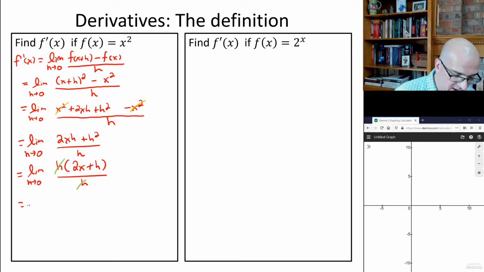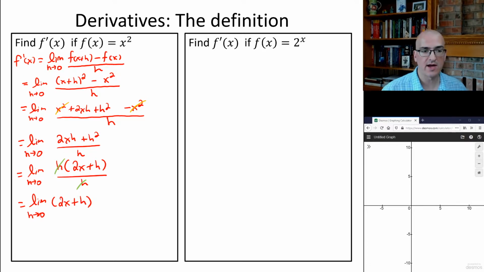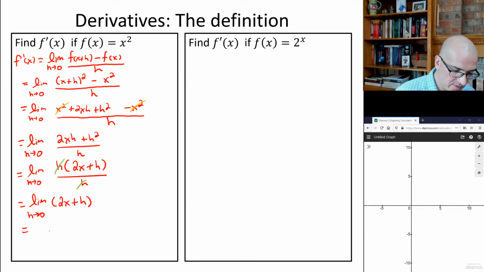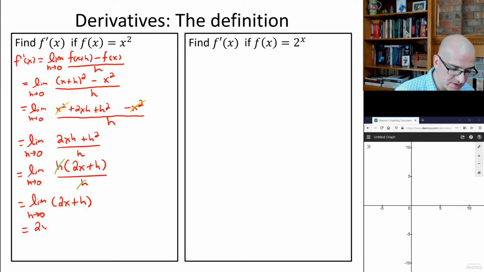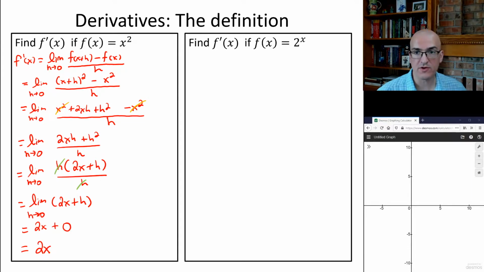And finally, we have the difference quotient, 2x plus h, which we can now let h equal 0. Now the limit operation can disappear once we replace h with 0, so 2x plus 0, and we get the answer that we could have got with our shortcut in one line, 2x.